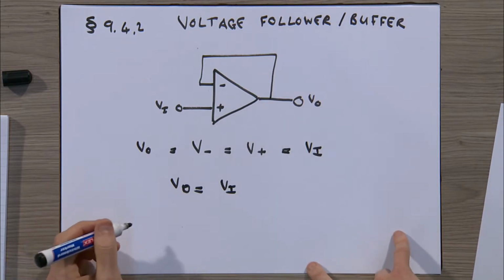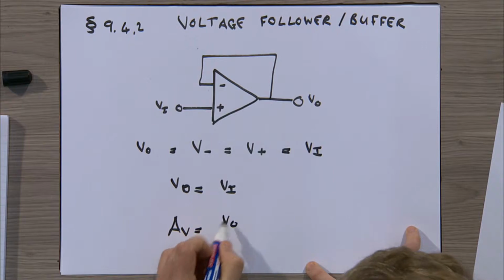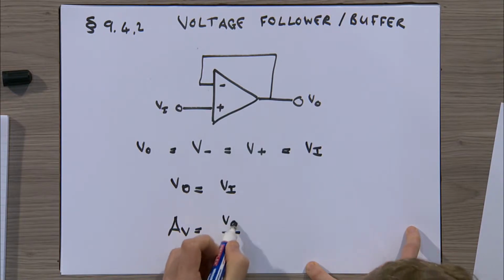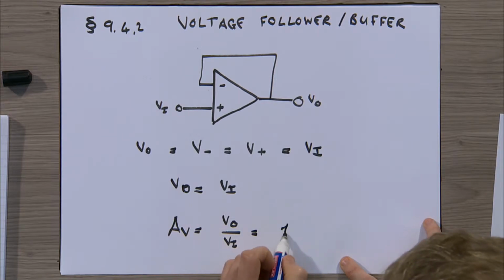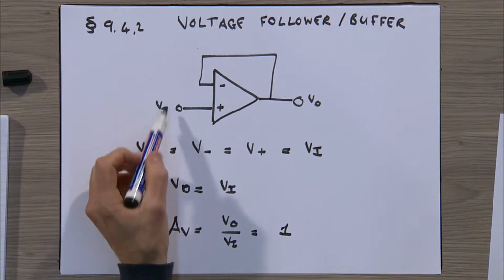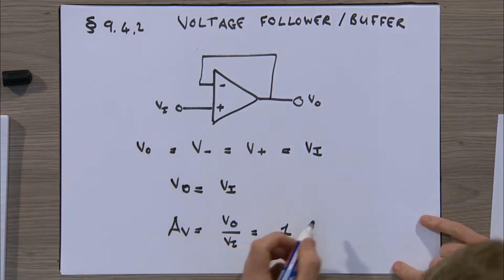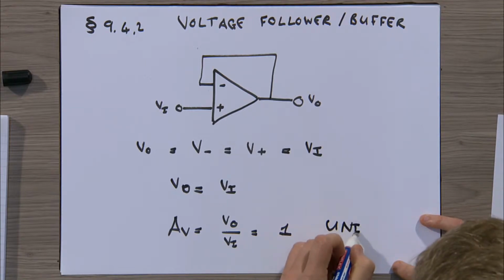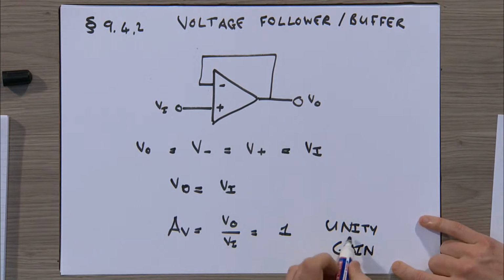If we want to calculate the gain of that, that's just the output voltage divided by the input voltage. And the output voltage is equal to the input voltage. So this will simply give us a gain of 1. That means whatever comes in at the input will be placed directly on the output. We call this unity gain.